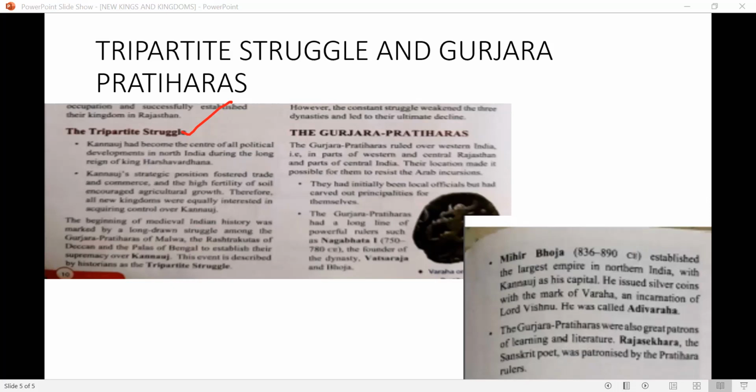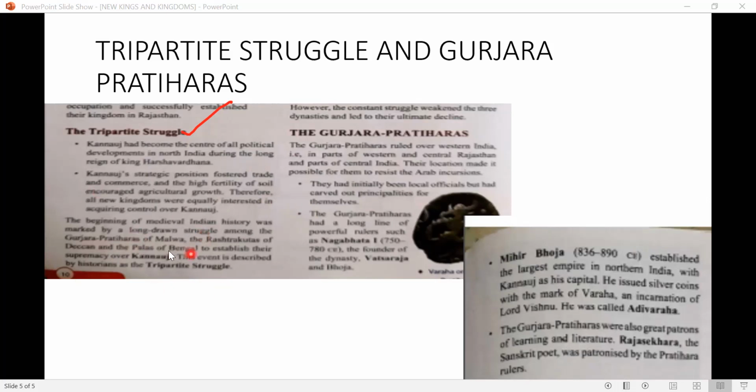So coming to the topic over here, if the rivers would not be there, what would happen, right? So over here, this is only telling that they were equally interested in acquiring control over Kannauj. Now, I have told you a lot of examples of this topic, and also I have taken the Nadi chapter in between. So let's begin with the next paragraph, which is telling us the beginning of medieval Indian history.